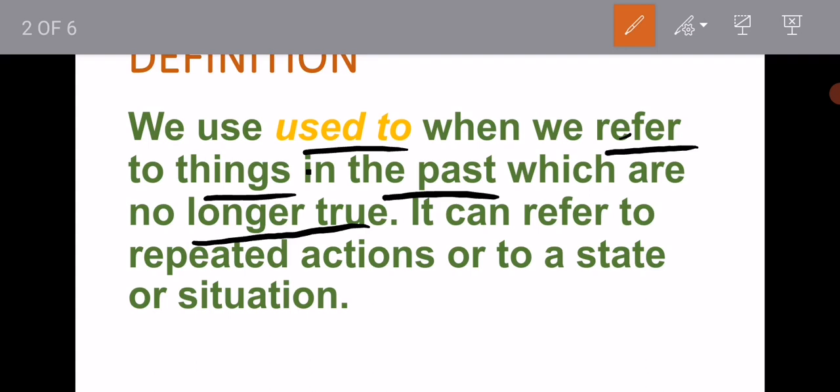I will give you the definition in Urdu as well so you can come to know why we use "used to" and how you guys can use "used to" in structure, in speaking easily. So I'm trying my best to make things quite clear and simple for students to learn. A second point, it can refer to repeated actions or state or situation. Any situation, any action a person used to do in the past and now he is not in touch with that action or situation, we use "used to".